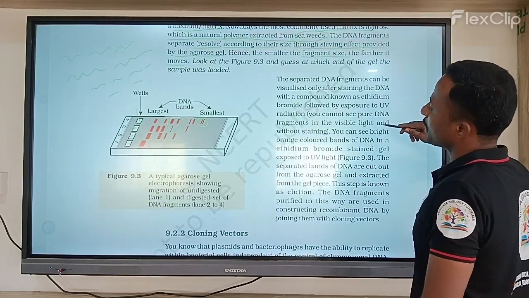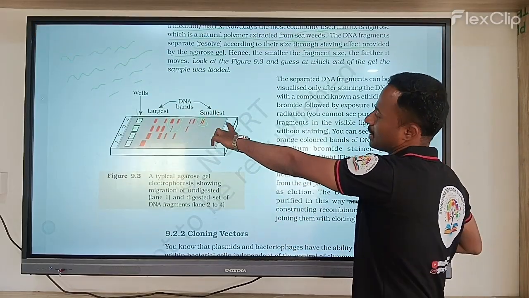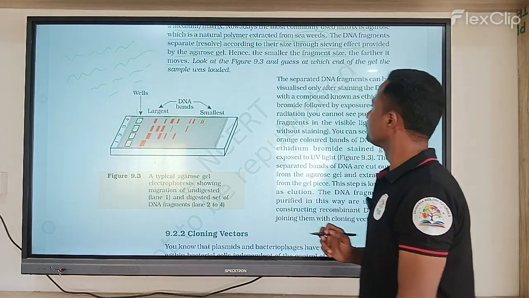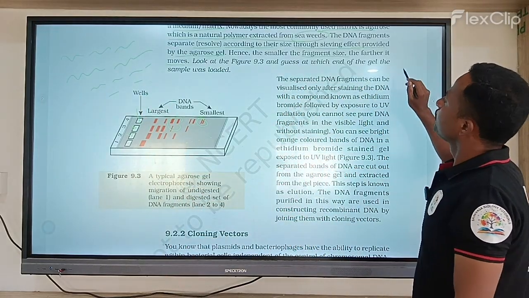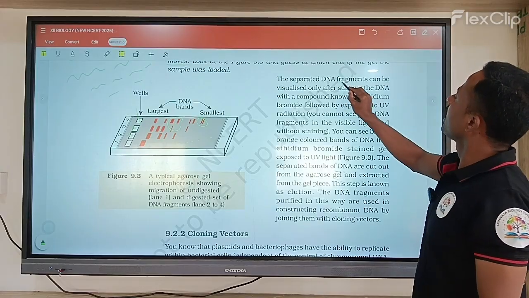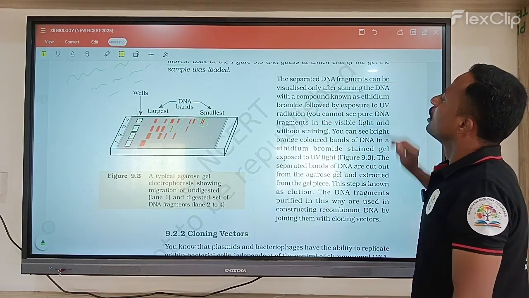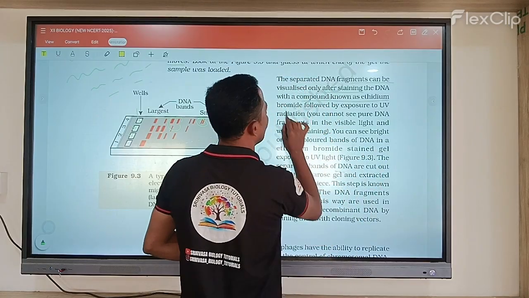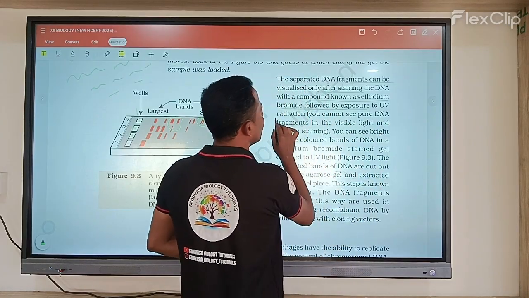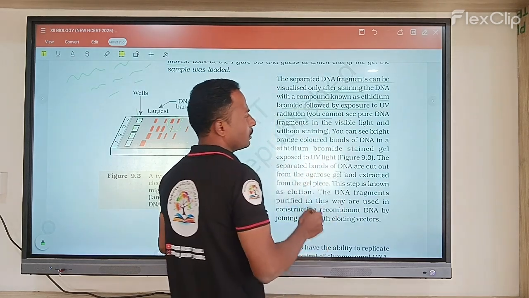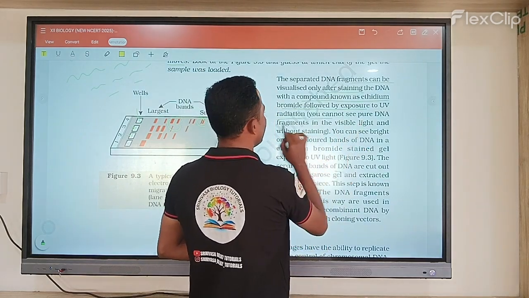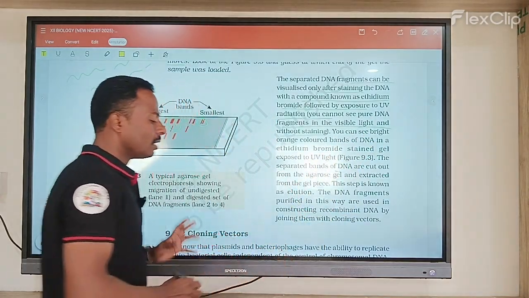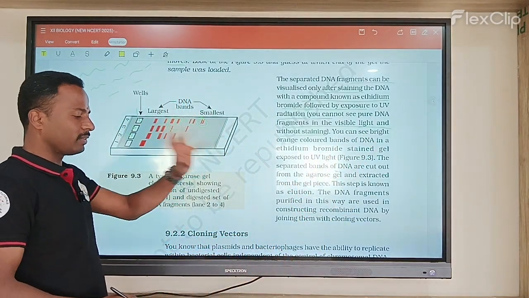After the separation, the small, medium and large bands appear. The DNA fragments can then be visualized after staining the DNA with a compound known as ethidium bromide, followed by UV radiation. Pure DNA fragments cannot be visualized in light without any staining.